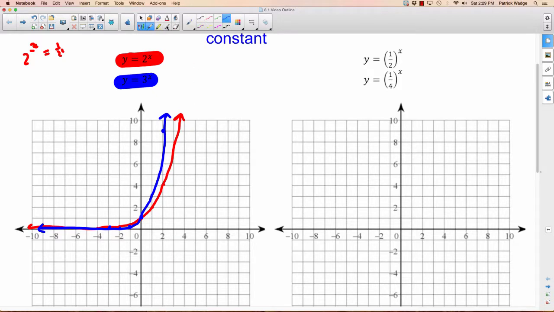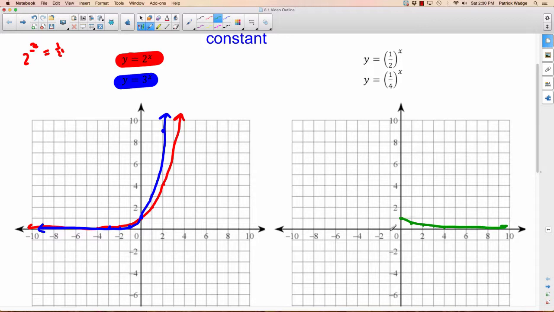Okay, let's go on and do this one. Y equals 1/2 to the x. Well, if I raise it to the 0 power, anything to the 0 power is 1. What if I raise it to the first power? Half to the first power is a half. A half to the second power, that's a half squared. Half times a half is a quarter. And then cubed, it'd be an eighth, and then 16th. So you can see it'd be getting closer and closer to the x-axis here.